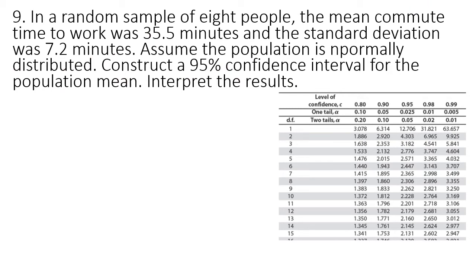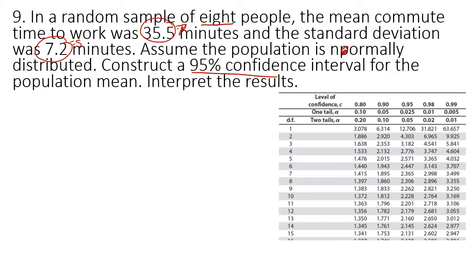In a random sample of 8 people, the mean commute time was 35, so that's in our sample, and the standard deviation was 7.2. Now this is for the sample, so that is s, not sigma. And then we're also assuming it's normally distributed, with a 95% confidence interval. Because it says in a sample, you find this to be the standard deviation, that means we can't use the normal, we're going to use the t-distribution.